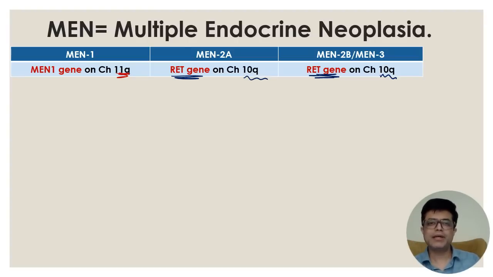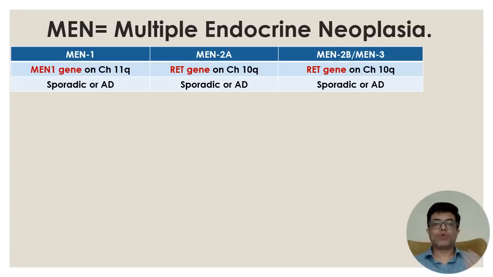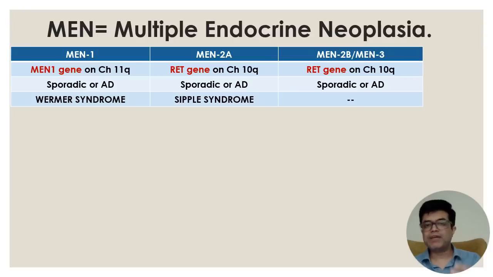What is the gene name? For MEN1, it is the MEN1 gene, also sometimes called the menin gene, whereas for MEN2A and MEN2B, it is the RET gene. If you remember, the RET gene is associated with multiple other tumors also, and with neural crest derivative defects like Hirschsprung disease. Then what is the type of inheritance? They are either sporadic or autosomal dominant. Then the alternative names: MEN1 is also known as Wermer syndrome, MEN2A is known as Sipple syndrome, and MEN2B does not have a specific name.